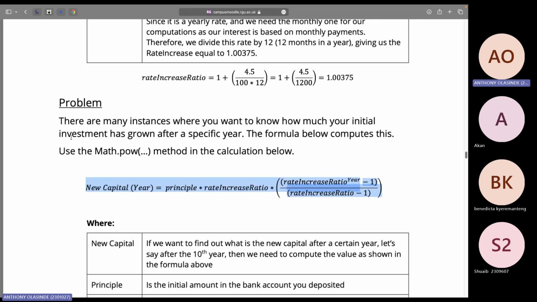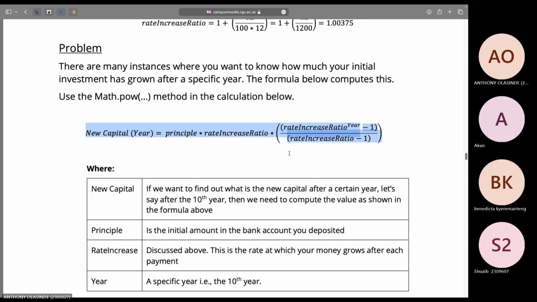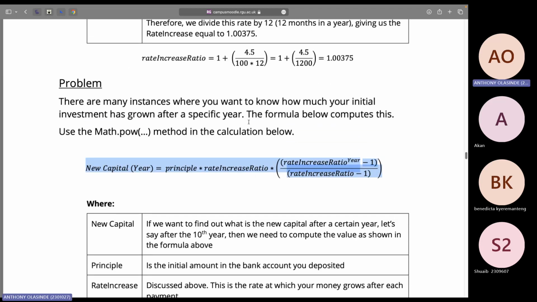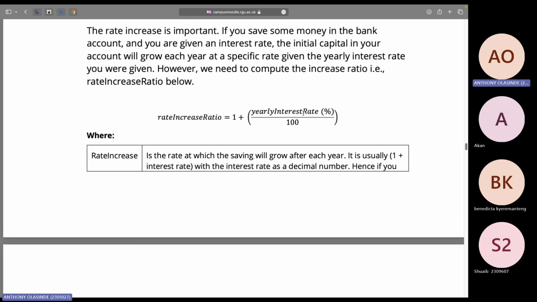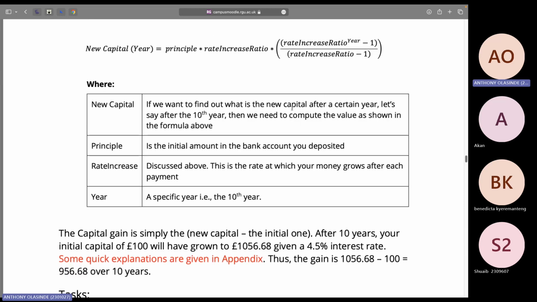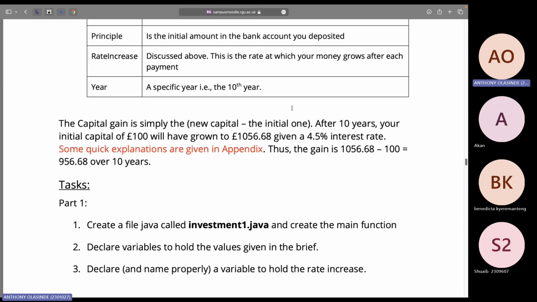Okay, let's just read the program. There are many instances where you want to know how much your initial investment has grown after a specific year. The formula below computes this. Use the Math.pow method to calculate below. So we are supposed to calculate the rate increase ratio, so we use this formula. This is the rate increase ratio, and this is the yearly increase rate. The capital gain is simply the new capital minus the initial one.